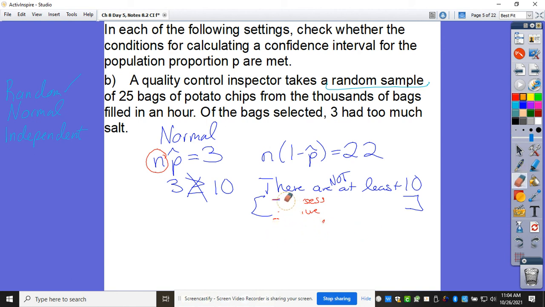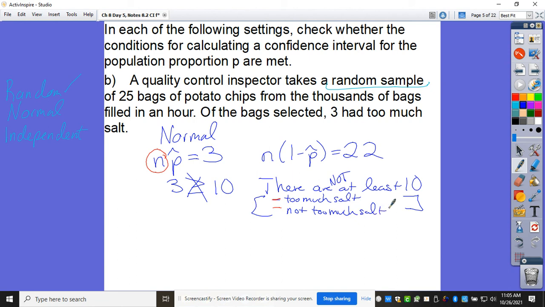But now let's finish writing this one out. The successes in the sample was 3. But the sample was 25. So what is this one? Too much salt? And exact opposite, so not too much salt.